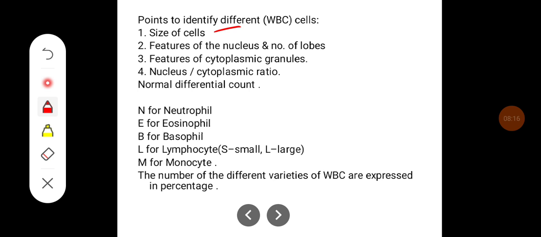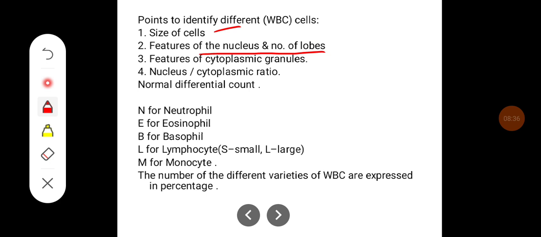So then, depending on the features of the nucleus and number of lobes, neutrophils usually they are multi-lobed. The eosinophil is bilobed, whereas the lobe of basophil is S-shaped. Sometimes the lobes or nucleus are not visible.